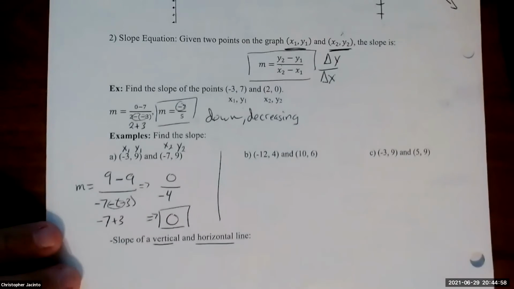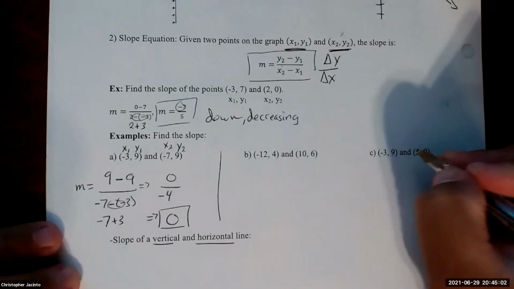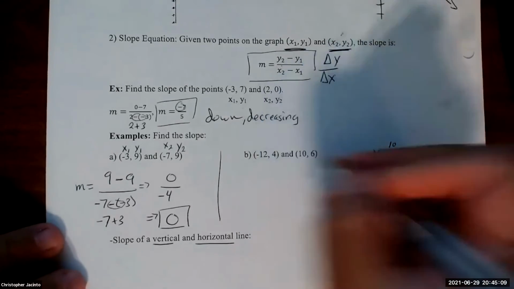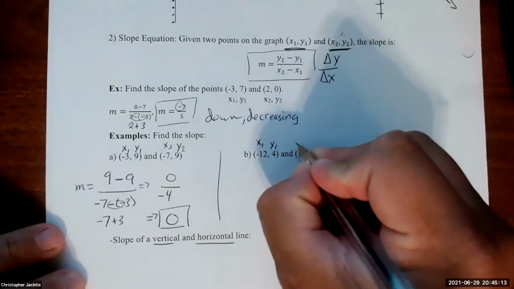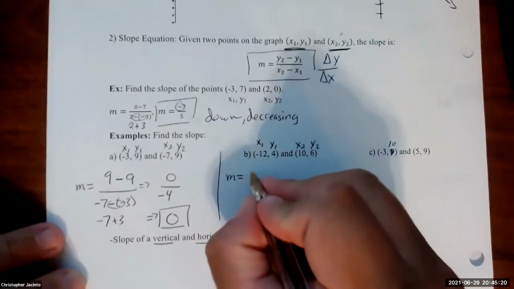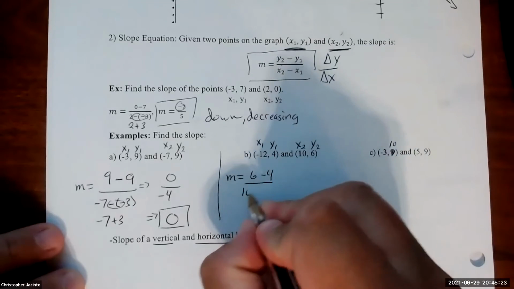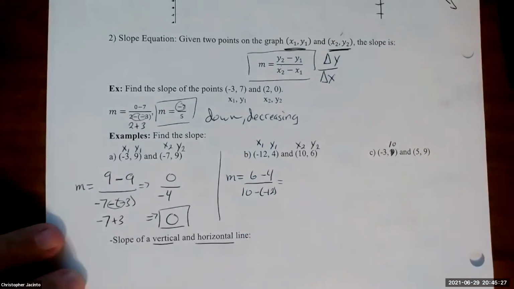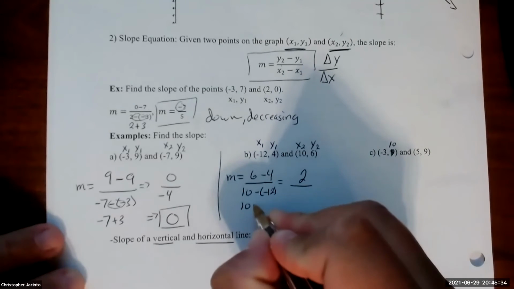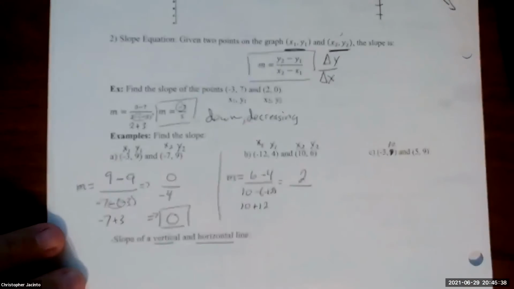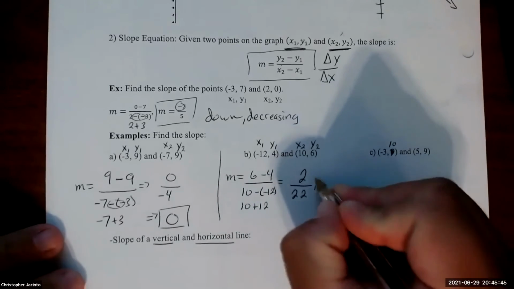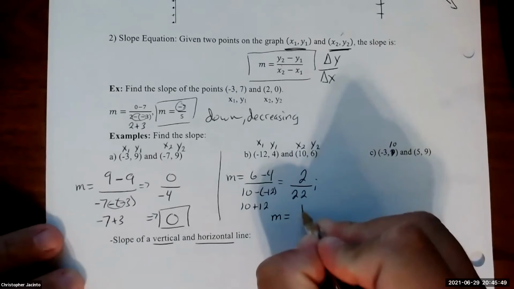Okay, let's keep going. So let's try B and C. So just in case, we're going to change this 9 into a 10 because I don't want to get another 0. So for this one, this is x1, y1, x2, y2. So our slope is going to be 6 minus 4 over 10 minus, again, a negative 12. Right, so just don't forget about your negatives. So 6 minus 4 is 2. And now this becomes positive, so it's going to be 10 plus 12, right, this time. And that's going to be 22. So if I simplify this, in other words, divide both by 2, we get a slope of 1 over 11.